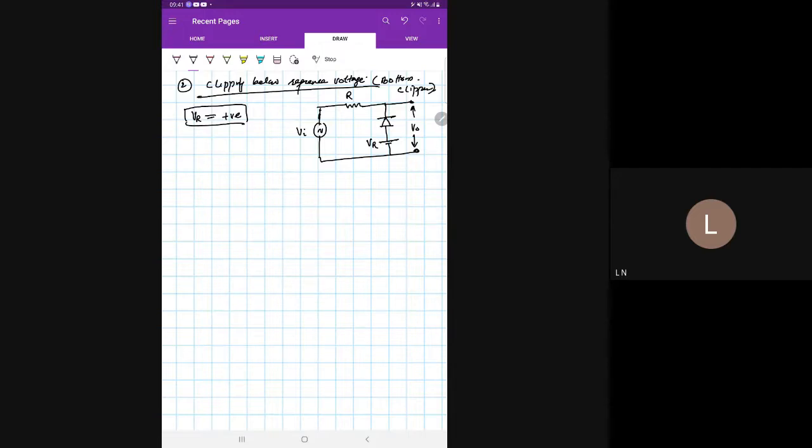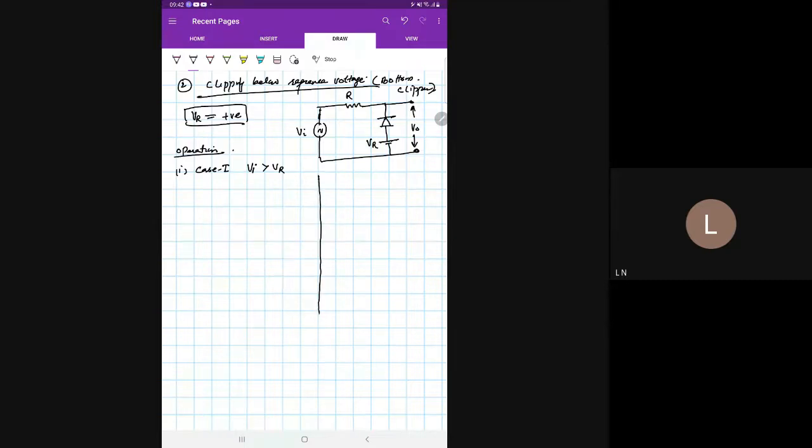Okay, and if we try to find out how the circuit will operate, then I'll explain operation also. Operation. Now see here, there will be two cases. One will be case 1, if V input is greater than V reference voltage, VR. Okay.